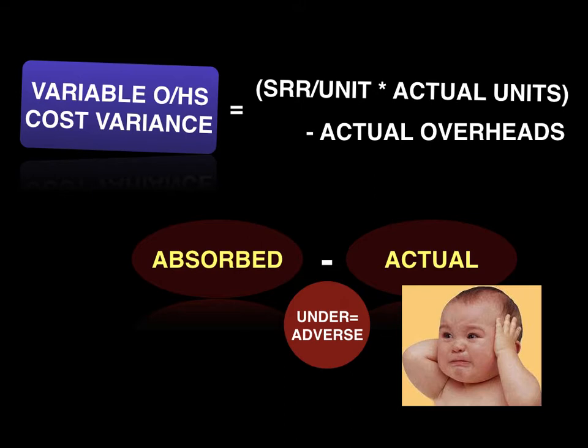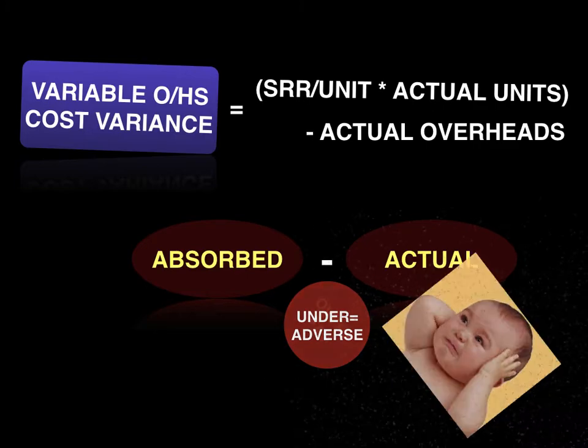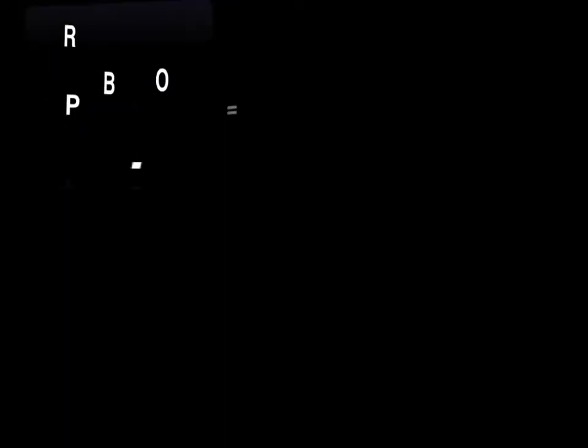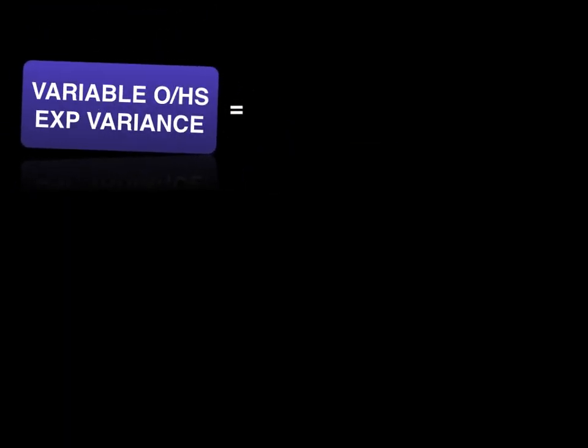So if the result is a negative answer, it will be an adverse variance. While in the reverse case, that is if the answer is a positive answer, it means that we have absorbed more. Over absorption here will be called as favorable variance. All right. Okay. After calculating the cost variance, next one will be the expenditure variance, right?